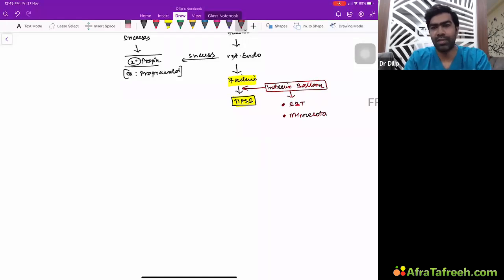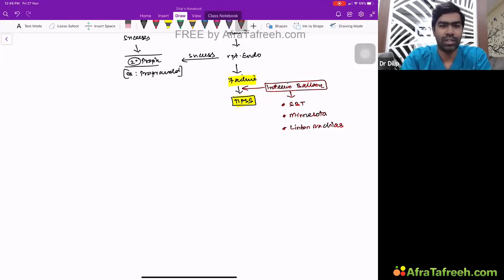So there are many different types of tubes, and Linton Nachlas tube is also there. Any one of the tubes you can follow. Let me show you the picture of that. Linton Nachlas, SBT, the Sengstake and Blakemore tube, and the Minnesota tube. All these tubes are used for balloon tamponade.